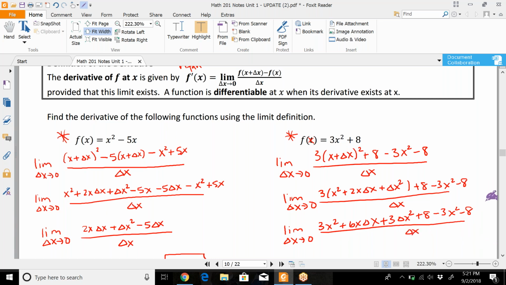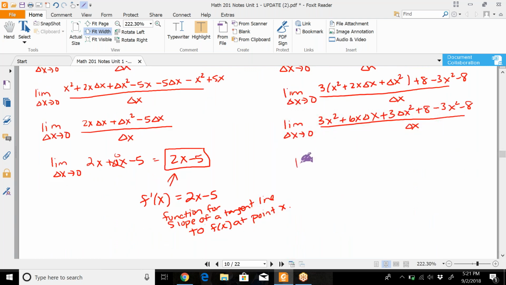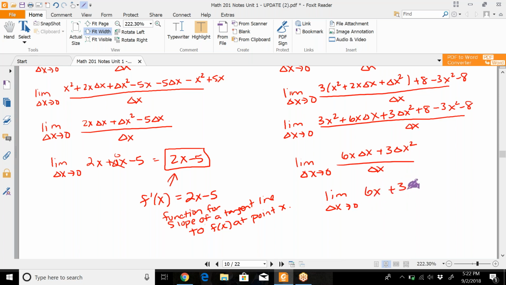6x delta x plus 3 delta x squared plus 8 minus 3x squared minus 8 all over delta x. And then what we want to do next is clean up the top. Some stuff's going to cancel. The 3x squareds are going to cancel, as are the 8 and -8. So that just leaves me with 6x delta x plus 3 delta x squared on top all over delta x. And again, the delta x's are canceling out all across the whole fraction, except there's going to be 1 left on that 3 since there were 2 on top. But when you let that go to 0, then you just get that this equals 6x. So f prime of x is 6x.